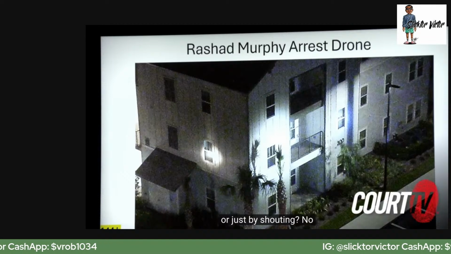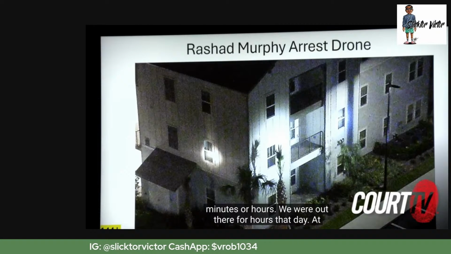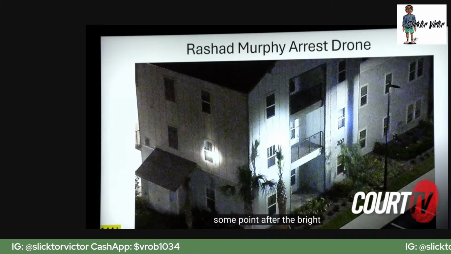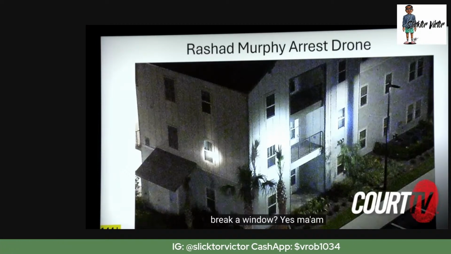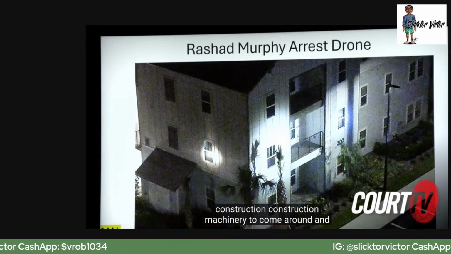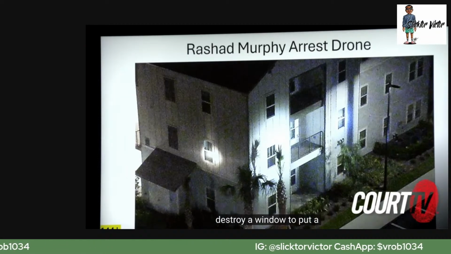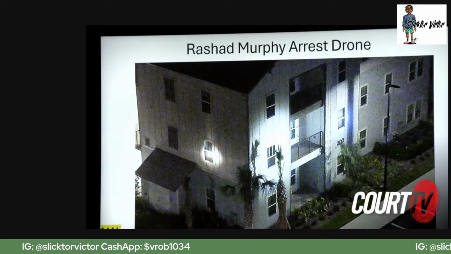At some point after the bright lights are used, or is there a machine utilized to break a window? Yes, ma'am. Our SWAT team utilized some kind of construction machinery to come around and destroy a window to put an incendiary device inside to make Rashad come out. In addition to flashbangs, was smoke also used to try to get Mr. Rashad Murphy out of the apartment? Yes, ma'am.